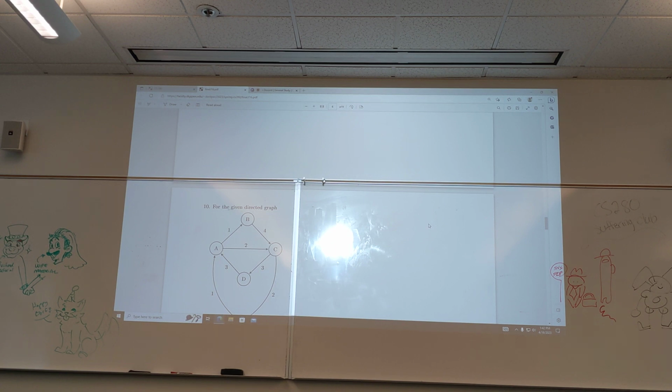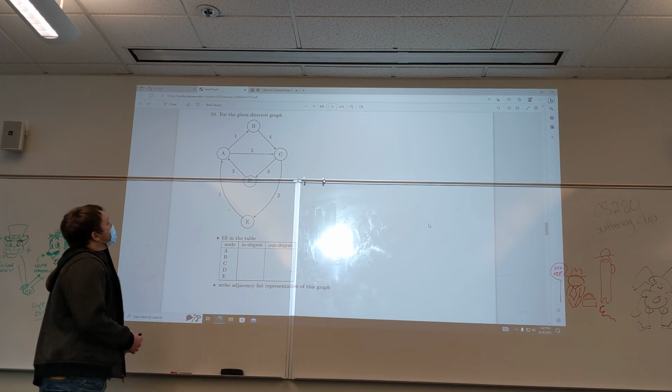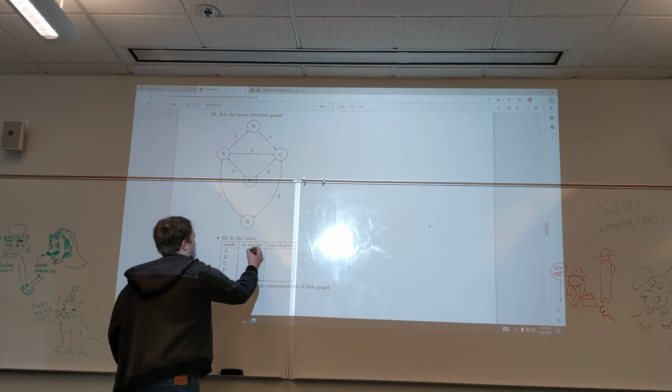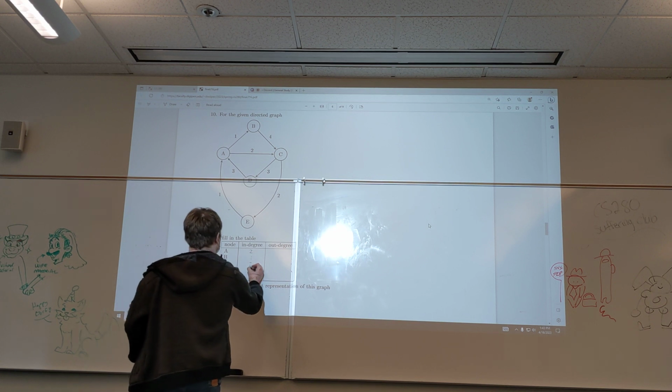For the given directed graph, fill in the table with in degree and out degree. What are in degree and out degree? It's the number of edges that are directed in towards the vertex versus the number of edges that are directed out. For example, A has 2 arrows going out, so it has an out degree of 2.